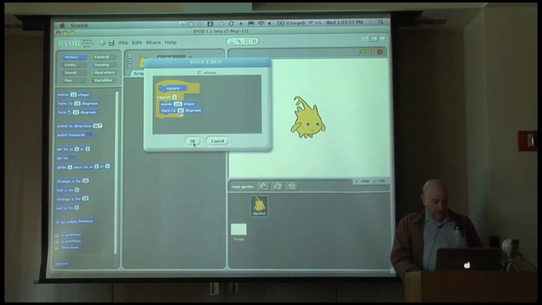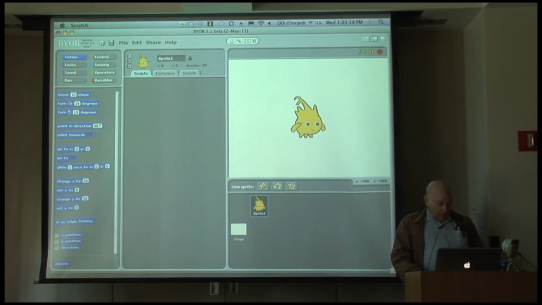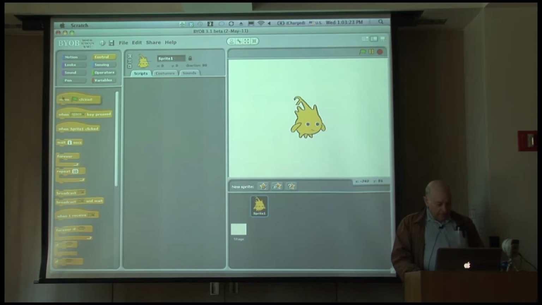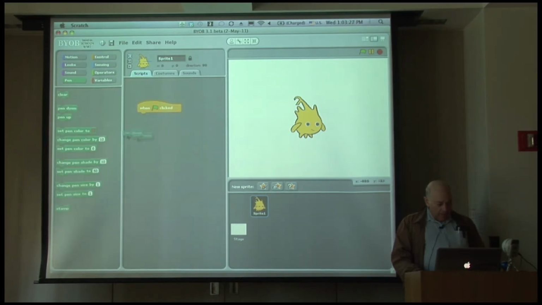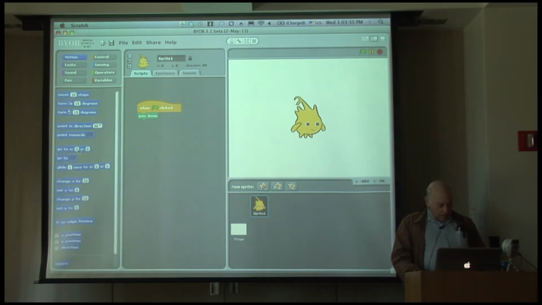So there's my square block. And now I'm going to make a little script. I'm going to say, when the green flag is clicked, put the pen down and pull up my square block and stick it in the script. So when green flag clicked, pen down, square. Now I'm going to click the green flag, and there's square.